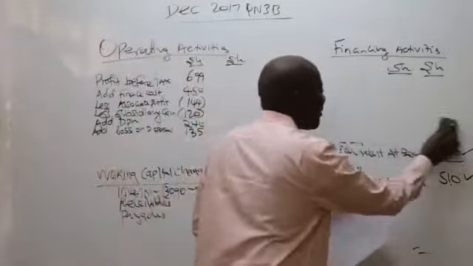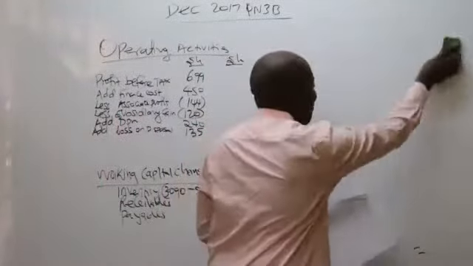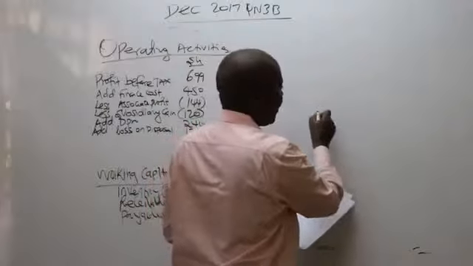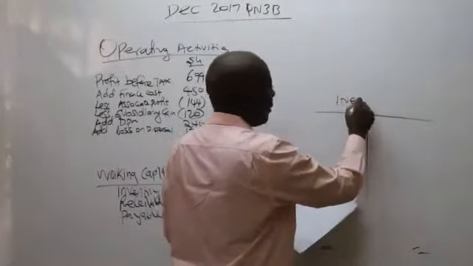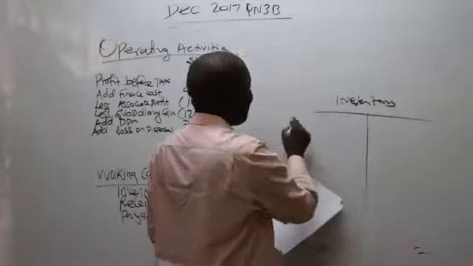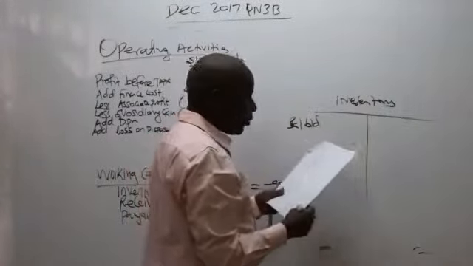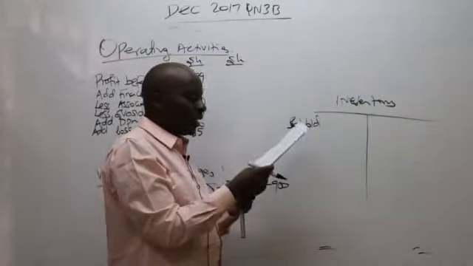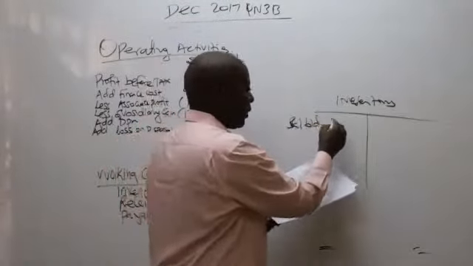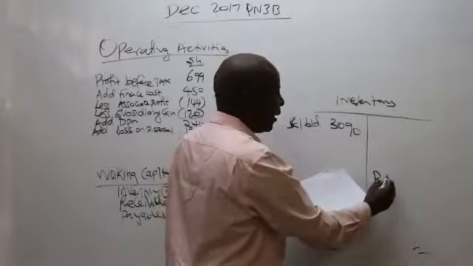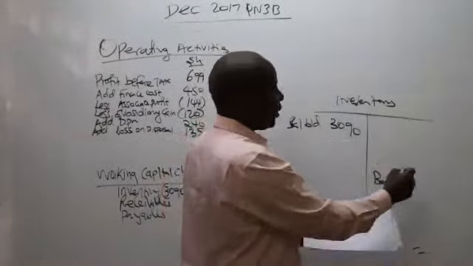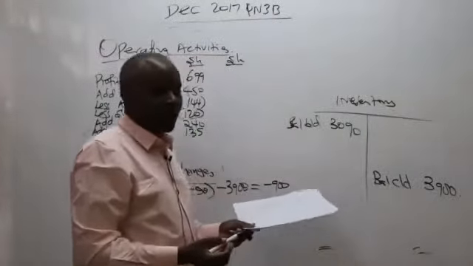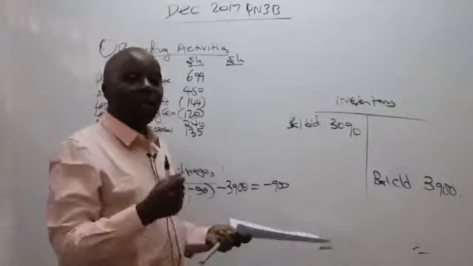Please allow mwalimu arudie tena. Ukitaka mwalimu anaweza kuchora T account, aseme inventory, balance brought down ile ya 2016 ilikuwa ni 3090. Na kuna balance carried down ile ya current year, which is 2017, which is 3900. And then we had disposal.